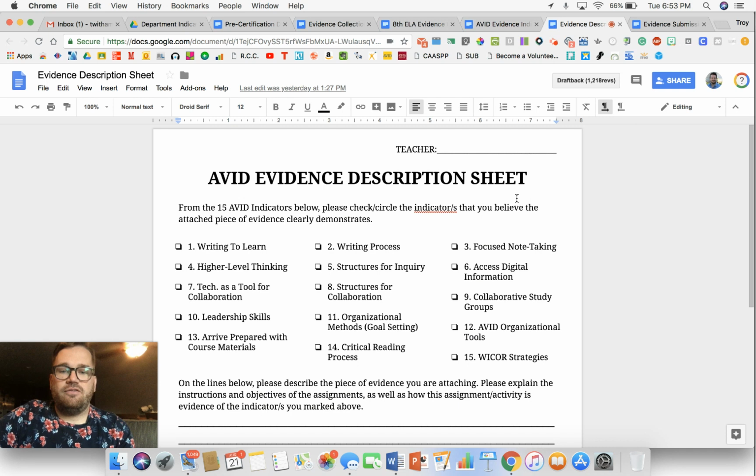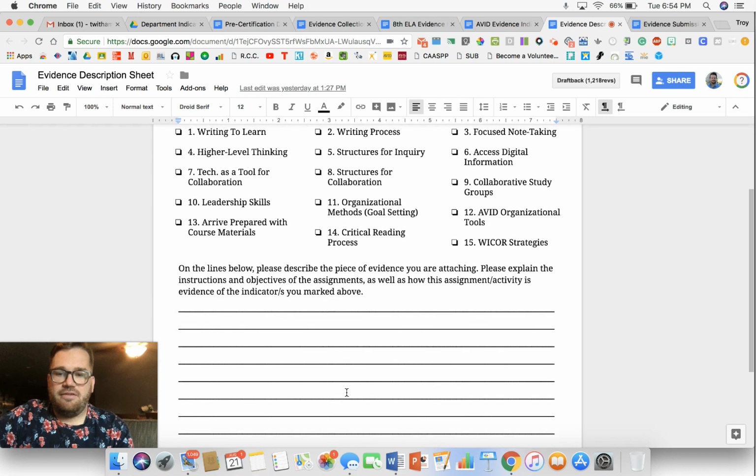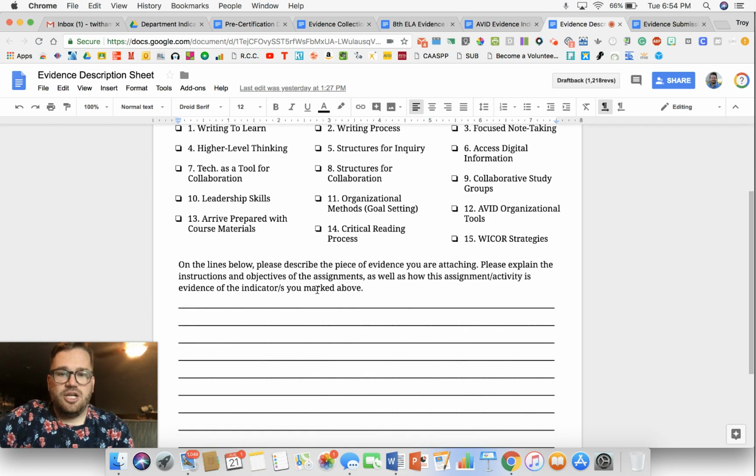So we created a full sheet, and now that the teachers have had time to list and create a bank of strategies that they have for each indicator, now they can more specifically check off or circle which of the indicators they think the piece of evidence they're submitting fits into. And then down below, they have some lines here to describe it in more detail, to really give us a breakdown of what they told the students to do.